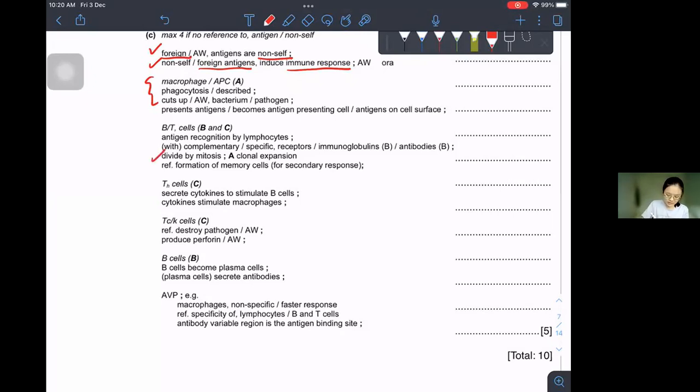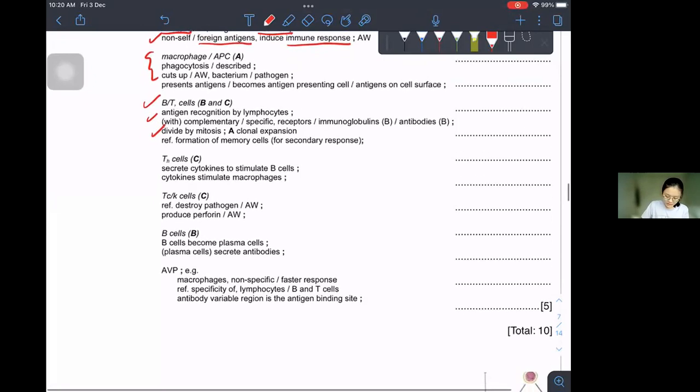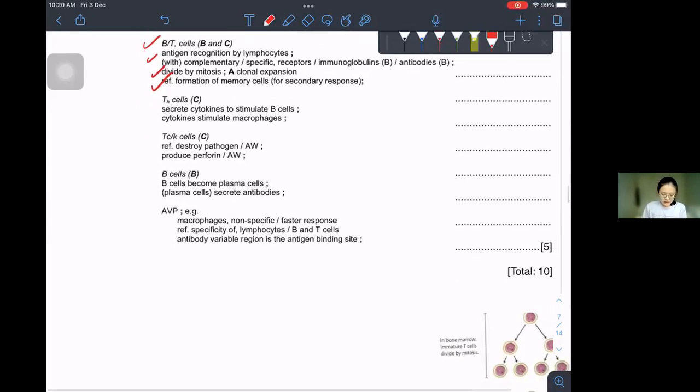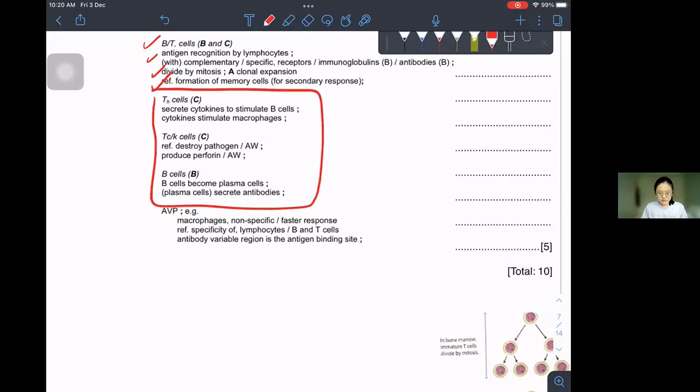You can also say that it can divide by mitosis. And after the clonal expansion, they will form two types of cell, which are memory cells and active B or T lymphocyte cells. And from here, you can zoom in to talk about the T helper cell, T cytotoxic cell or T killer cell, and B cell.